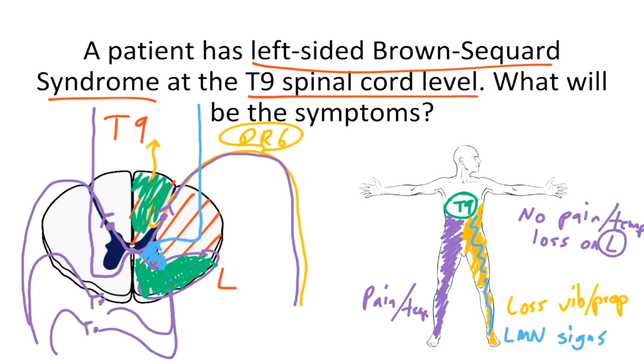And actually, since this portion of the spinal cord is damaged as well, that means you're going to get upper motor neuron signs below this level. So this patient would actually demonstrate upper motor neuron signs below the T9 level as well. And that concludes this section.